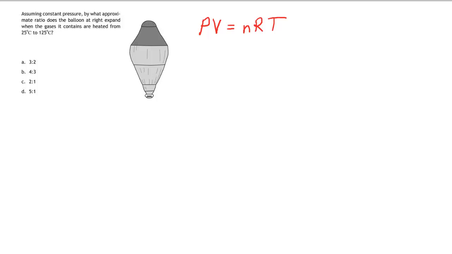What are our variables in this question? So our constants, well, it says the pressure is constant. So I'm going to circle all our constants. Pressure, the number of moles, and the ideal gas constant obviously never changes. So what we're left with is V and T as our variables. So if I get all my variables to one side of the equation and all my constants to the other, I get a formula that looks like this.